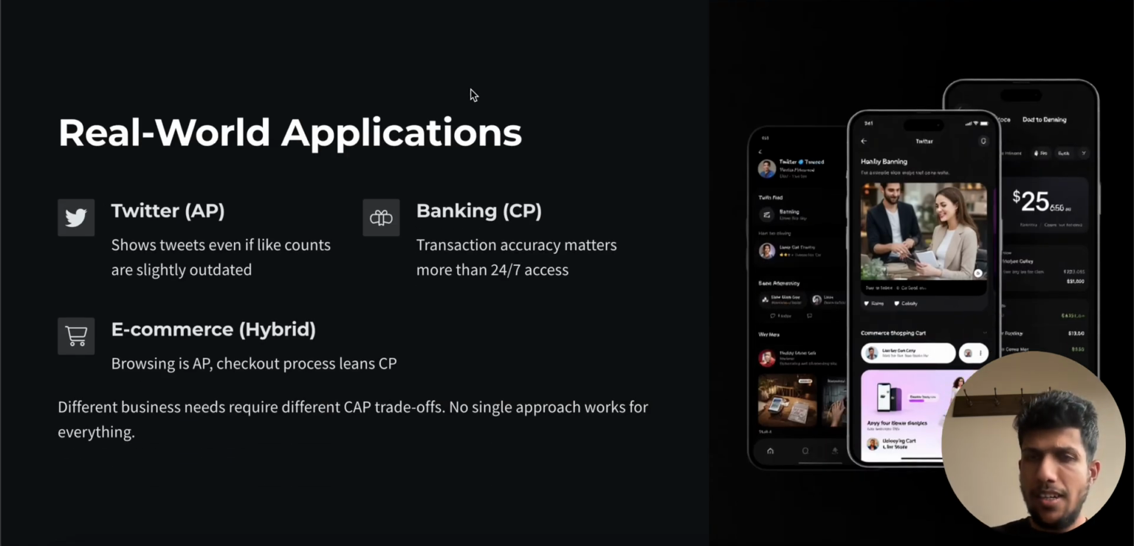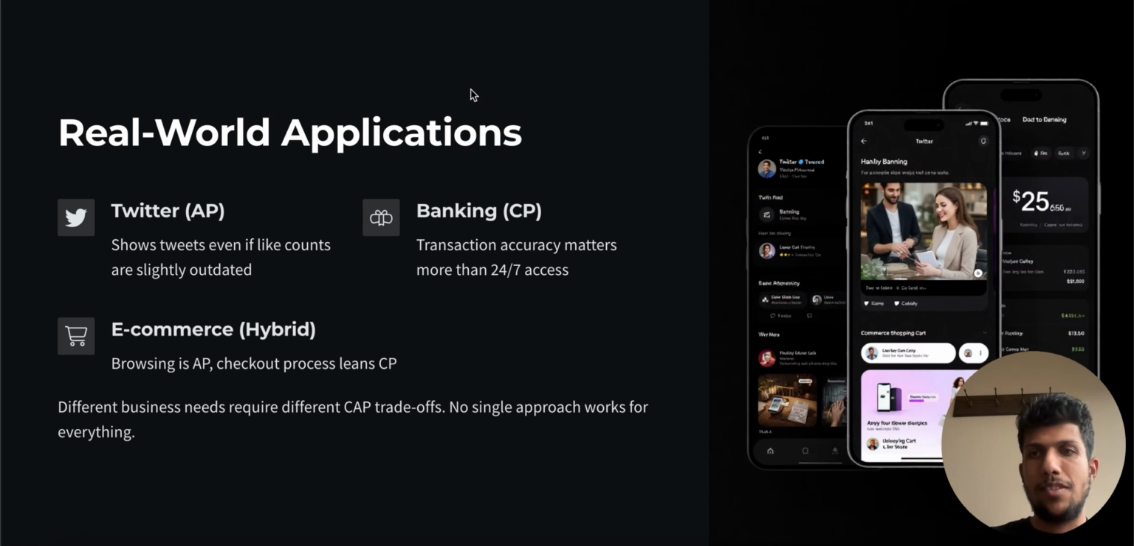If we talk about real-world use cases, Twitter uses availability and partition tolerance. It will show tweets even if like counts are outdated, and that makes sense, right? In banking, as I was saying throughout my video, transaction accuracy matters a lot. And in e-commerce, in a single system we can have both AP and CP. For some components we can have AP, and for some components we can have CP. So browsing is AP, and the checkout process leans toward CP, right?